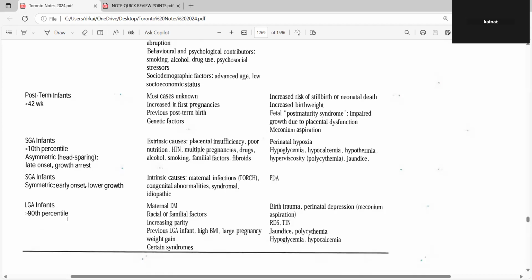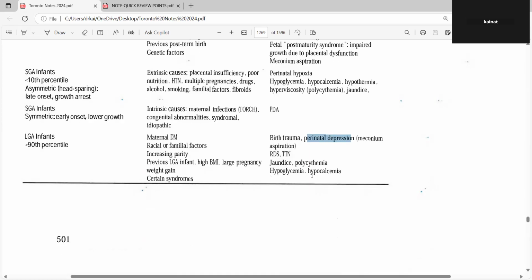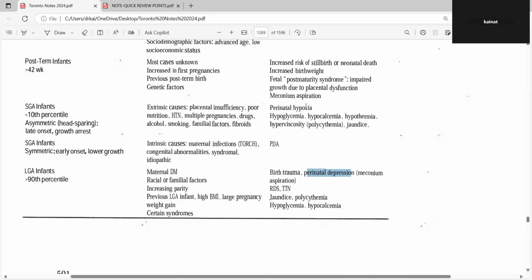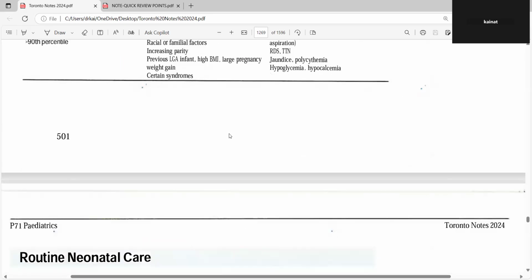Okay. Large for gestational age, there is diabetes, weight gain, or all of that. Birth trauma could be there, as we talked about, then perinatal depression could be there, like meconium aspiration, jaundice, polycythemia, hypoglycemia, and then hypocalcemia. As you can see, hypoglycemia, hypocalcemia, hypoglycemia, hypocalcemia, in many of the cases it's written there.